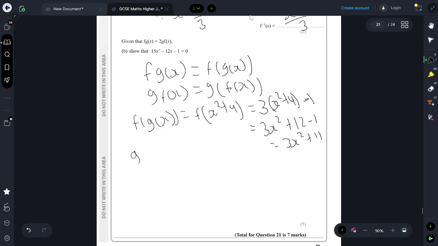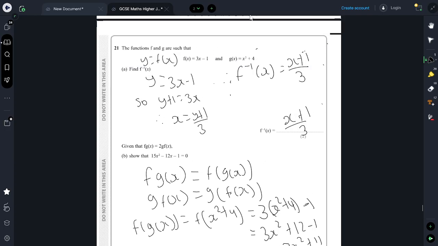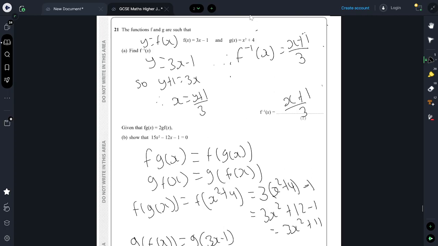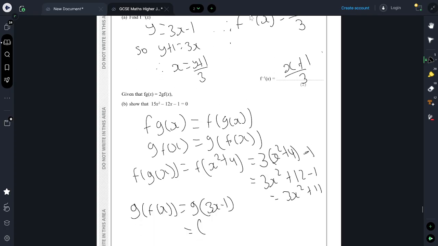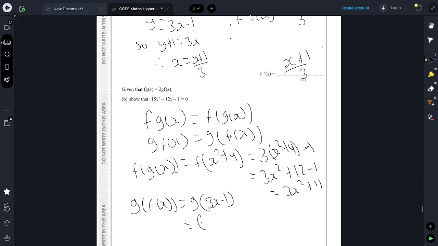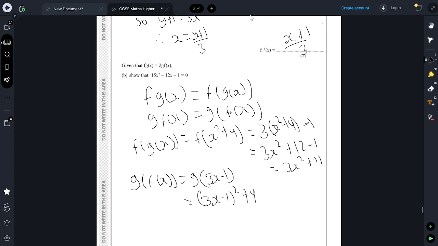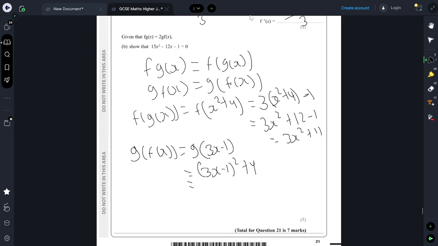And likewise, g of f of x is g of 3x minus 1. That's f of x, right? f of x is 3x minus 1. And so then substitute 3x minus 1 into g. So g is x squared plus 4. So in place of x, this is 3x minus 1 squared plus 4. And then again, just expand and simplify. That will go to 9x squared minus 6x minus 1 plus 4.